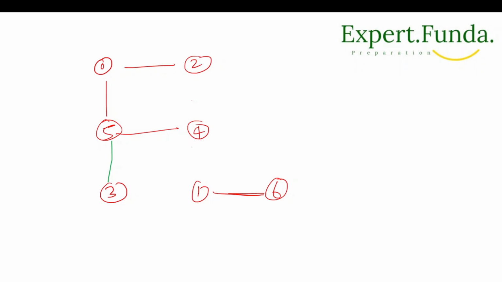So what we have: 0 is connected with 2, 0 is connected with 5, like this. So I'll connect with this one. Now you can see 2 and 4 are not connected now. It is not fully connected correctly. So what we have to do, we will remove this one, right, and we'll connect this one.